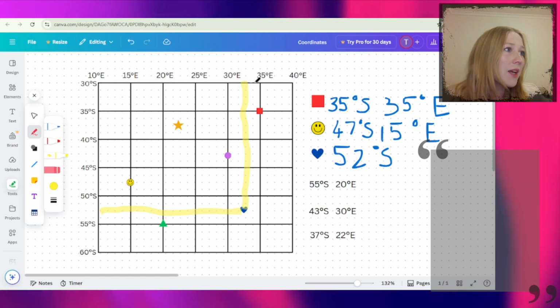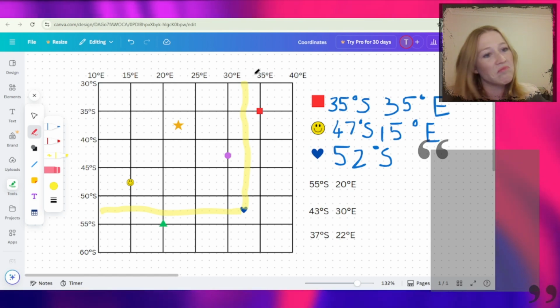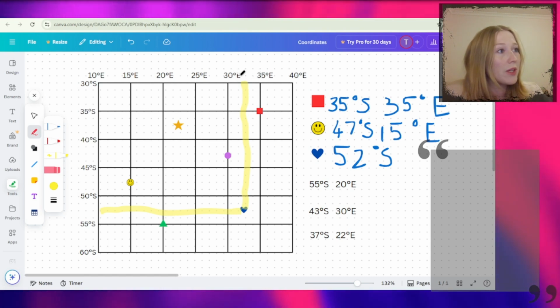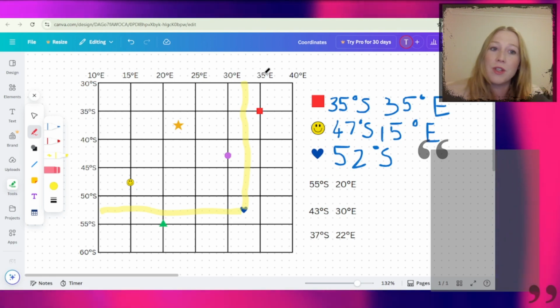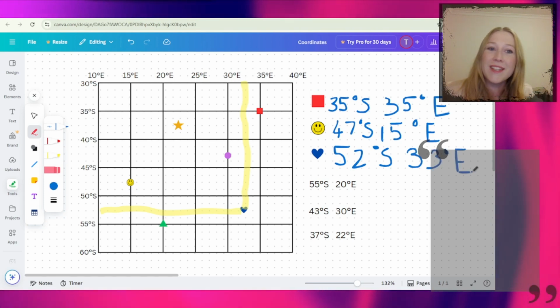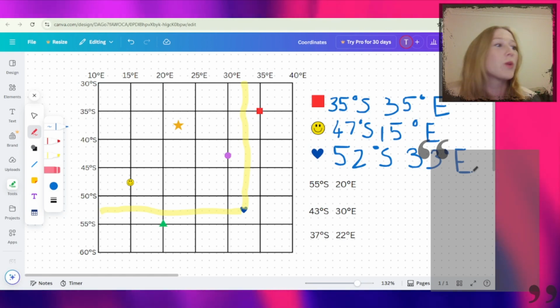There we go. And we can call that, what? Let's say 33. It's between 30 and 35. So 33 degrees east. Fantastic. Okay, we've got our first set of coordinates.